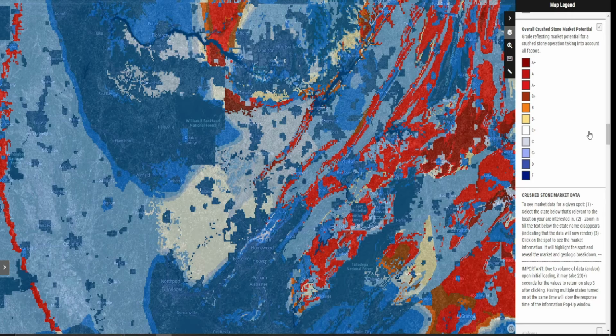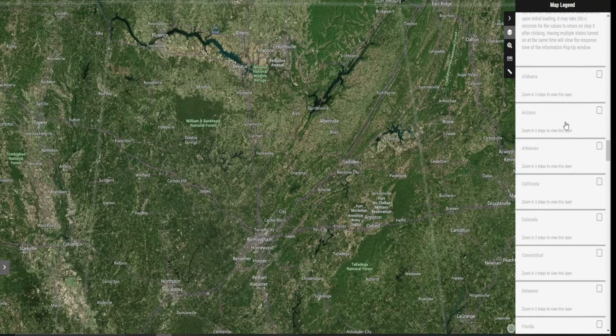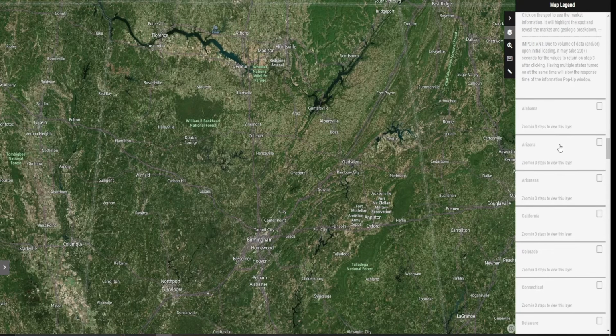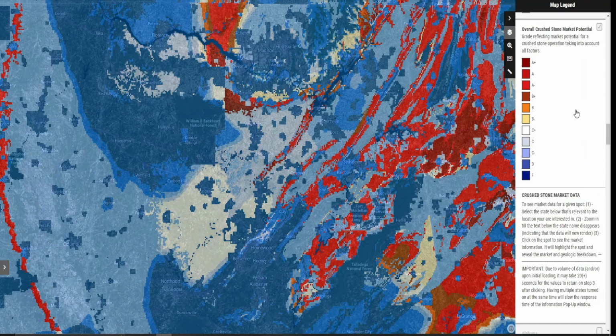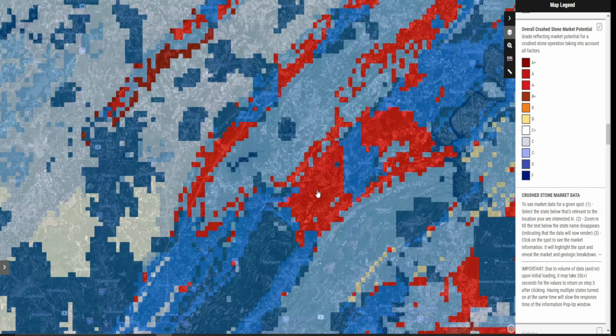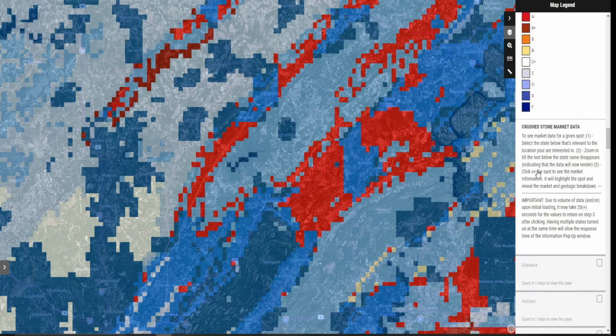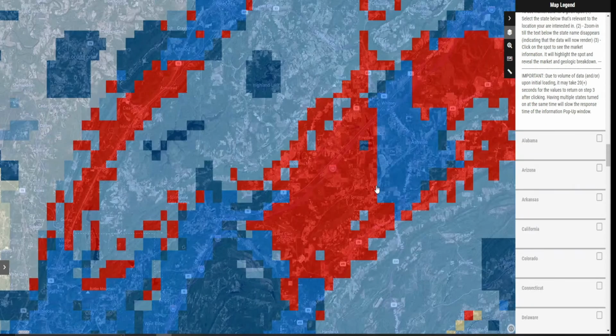To allow for better functionality, we've compartmentalized all of the data to the relevant state as you see down here. Alabama, Arizona, Arkansas, and so on for all the other contiguous 48 states we currently have. As you can see here, this data does not render until you zoom into a particular level. So with this layer, you can hone in on areas of interest that you want to look at for market potential. By zooming into a particular range, you can then turn on a particular state and click on the layer so you can see the pop-up information.